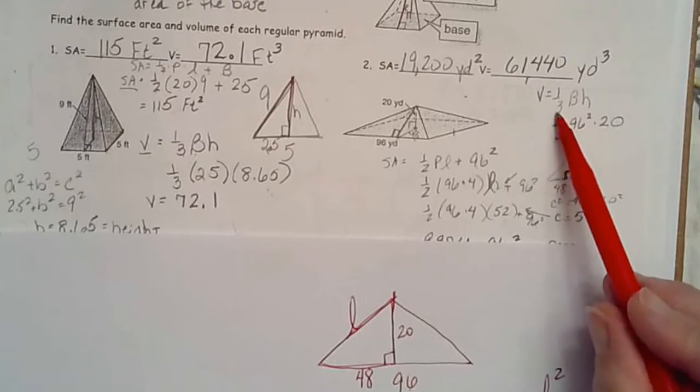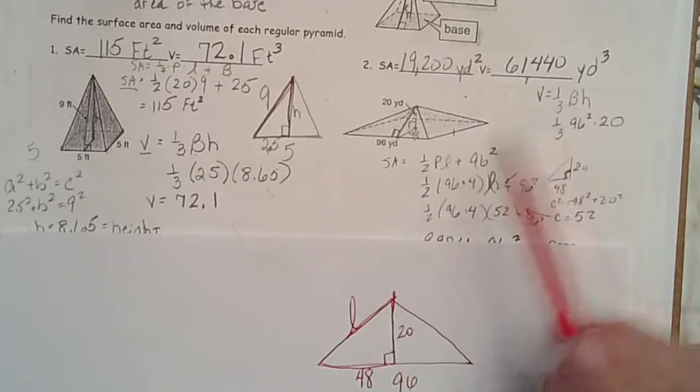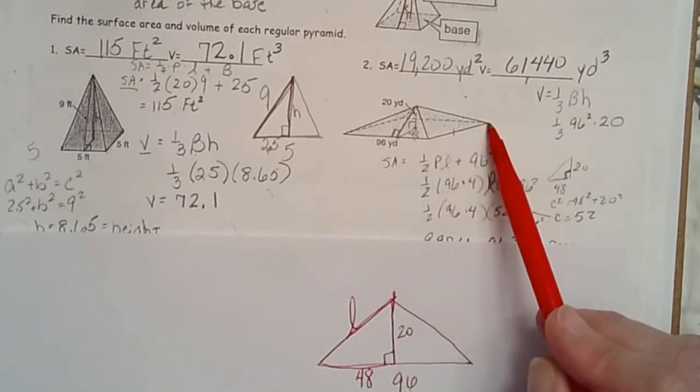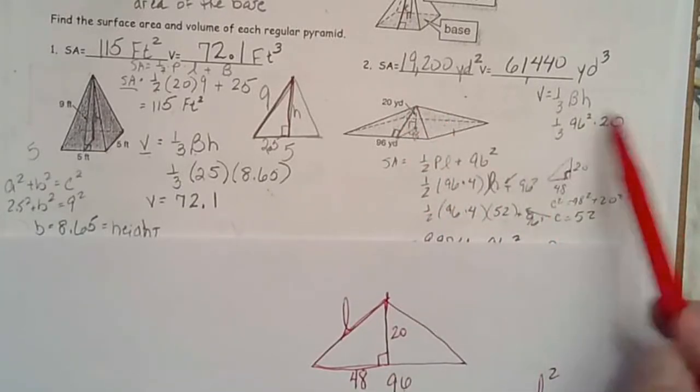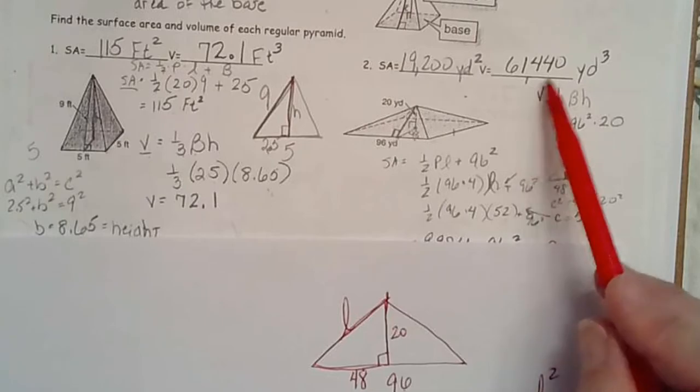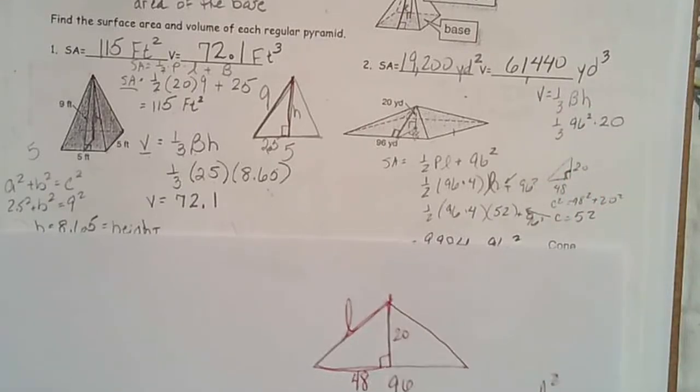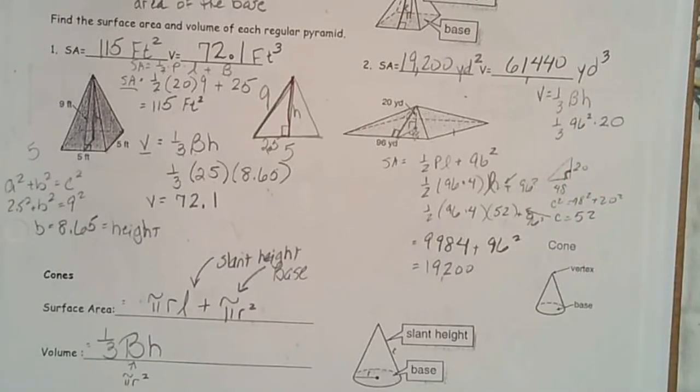For your volume, because they gave you what this height was, the volume is quick and easy. So it's 1/3 times the area of your base, which is 96 times 96, 96 squared, times your height, which is 20. Plug it in the calculator, 61,440 yards cubed. Okay, cones.